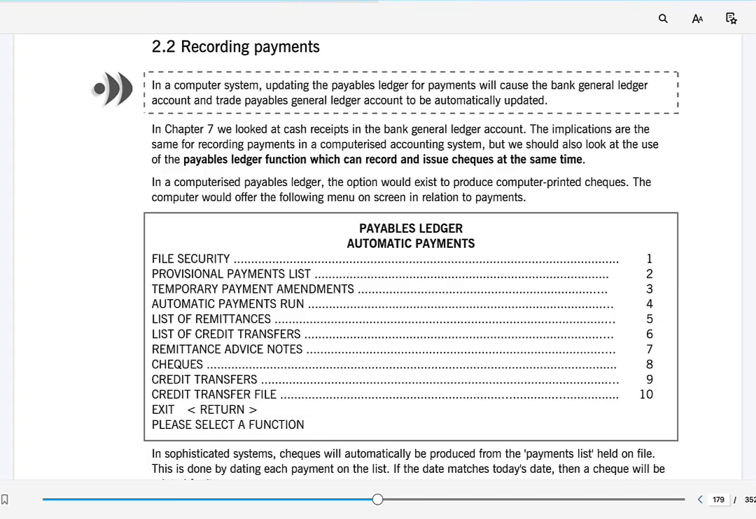Now the computer links them together. How does the computer help us pay suppliers? In a computerized payables ledger, there is usually a payment function. This payment function can do 2 big jobs at the same time. Job 1, it can record the payment in the supplier account. Job 2, it can issue the payment, meaning it can create and print a check. So you are not only recording, you are recording and paying at the same time. That is why the book says the system can record and issue checks at the same time.